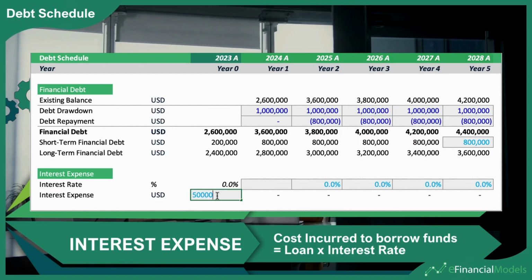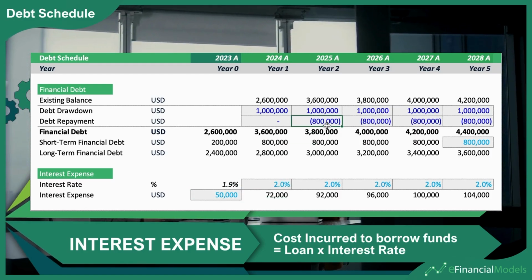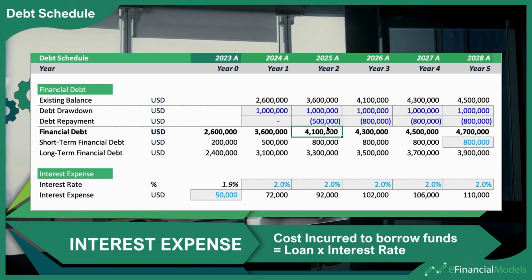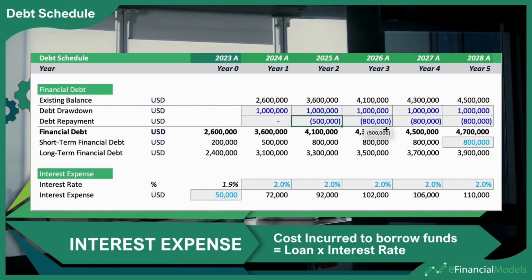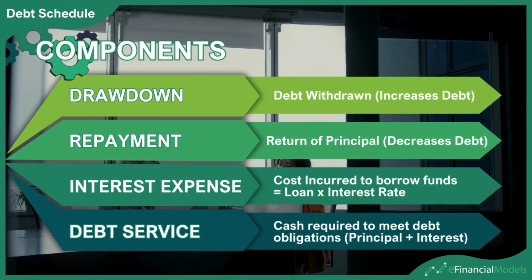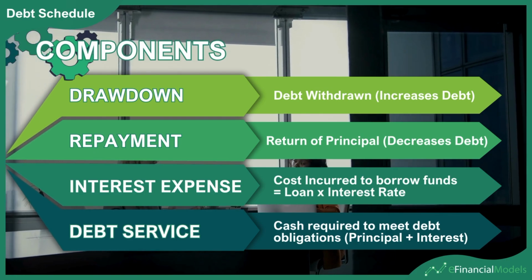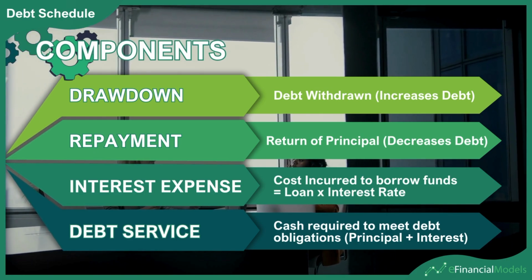Interest expense is the cost incurred for borrowing funds. It is calculated by multiplying the outstanding loan balance and interest rate. As you can see here, interest expense changes with the change in the interest rate and loan balance. And debt service refers to the total amount of cash required to meet debt obligations in a given period. It is composed of the annual interest expense and principal repayments.